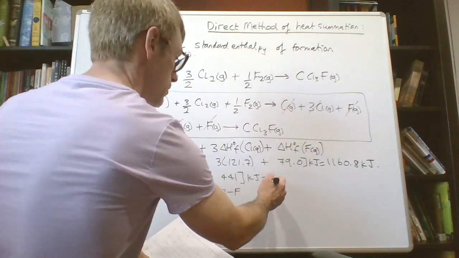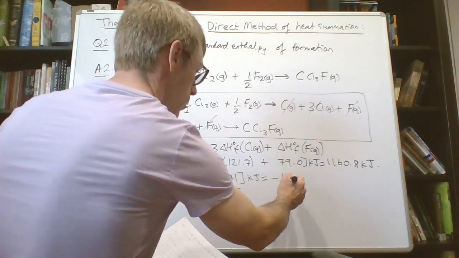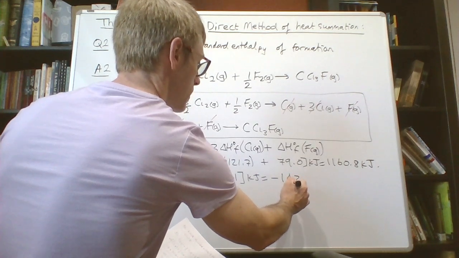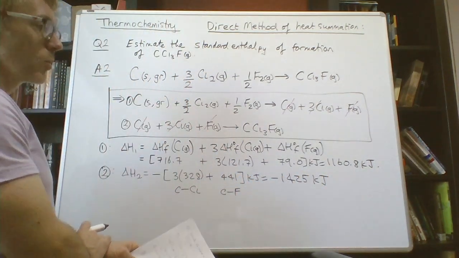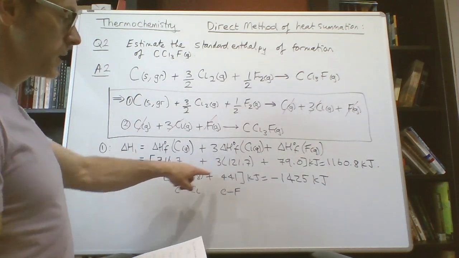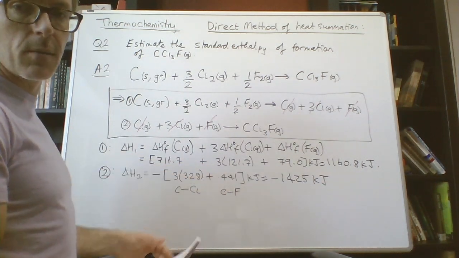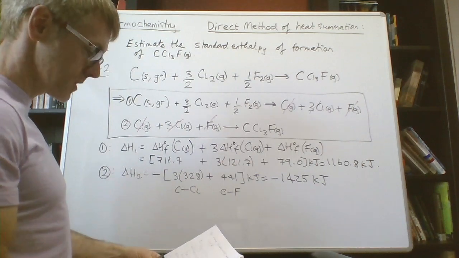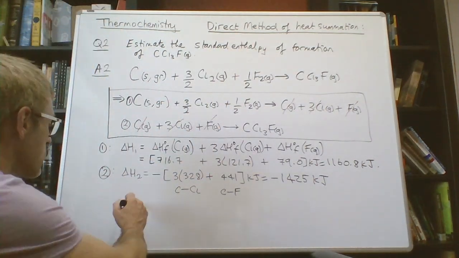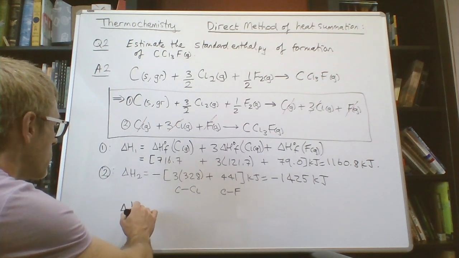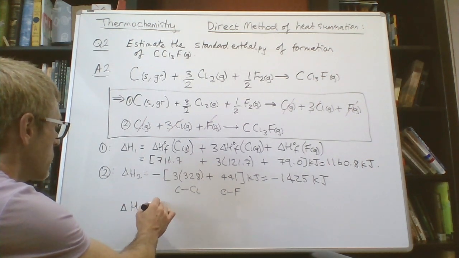So that's equal to negative 1425 kilojoule. Here we've got no decimals because we have addition, and we have addition of numbers with no decimals, so we preserve 0 decimals. Finally, because we're looking at heat summation, we can look at enthalpy of step 1 plus the enthalpy of step 2.